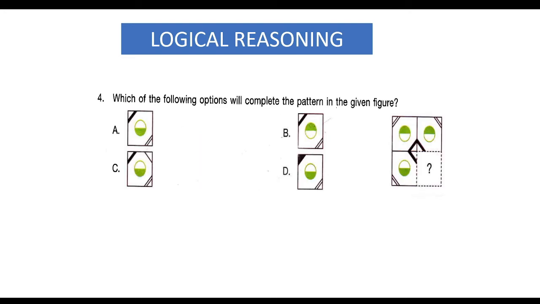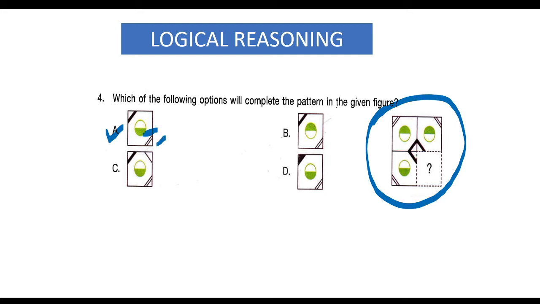Question 4. Which of the following options will complete the pattern in the given figure? So this is the given figure. And what option would complete the pattern? Okay, so the right answer for this would be option A, because it has an oval shape with shading on the bottom side, correct? Then it has a stripe on the outer side of the rectangle, and it also has a shaded stripe on the inside of the rectangle.